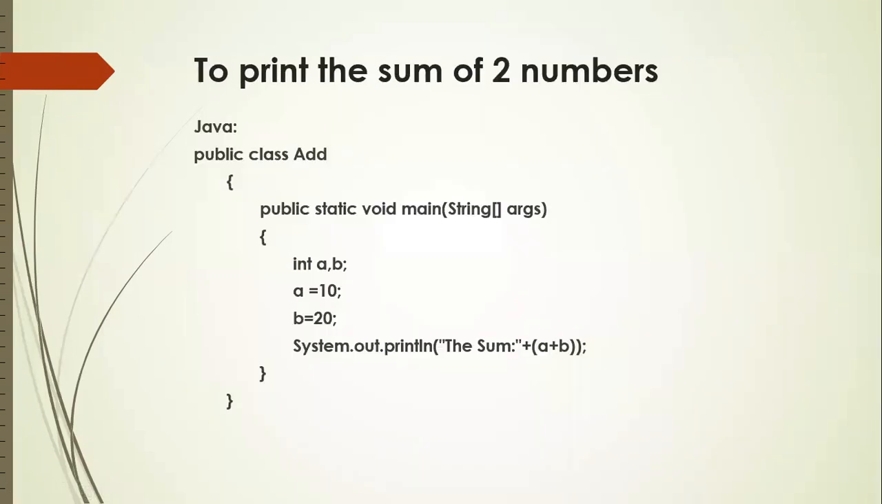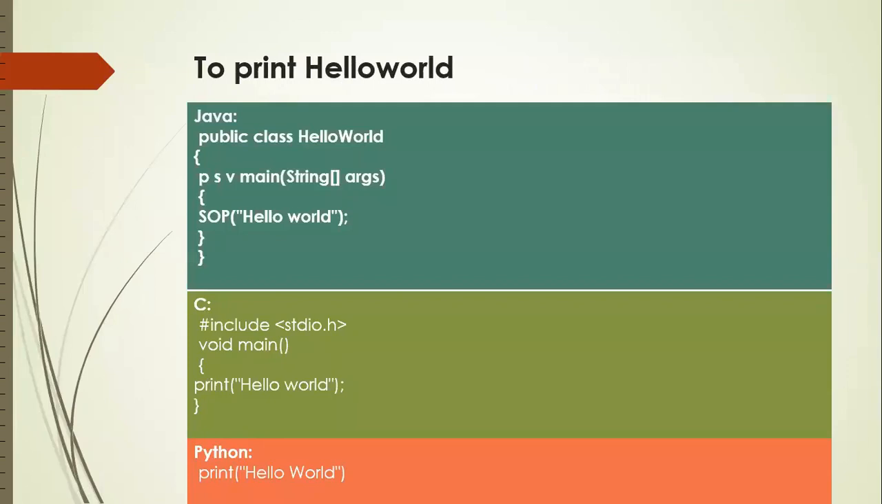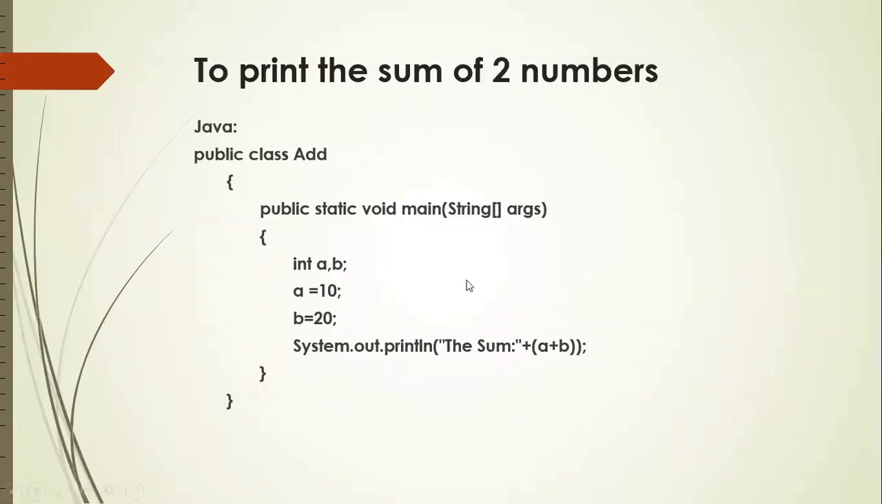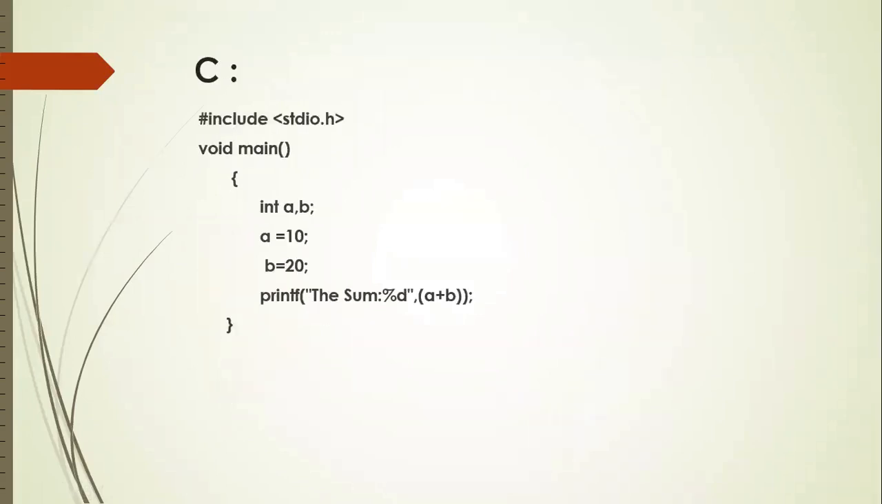Next, there is one more program. I want to do the sum of two numbers. Again in Java, public class and static void main, and two numbers are required: int a comma b, a equal to 10 and b equal to 20, and System.out.println the sum equal to a plus b. This is how we need to write it in Java. This many lines are required. Coming to C, here also it is the same. We need to import the libraries and void main, and this is the logic we need to build.